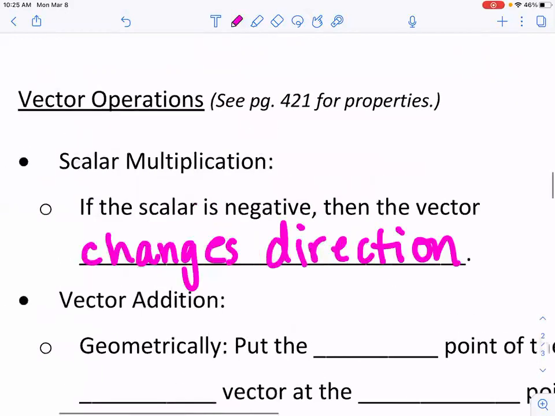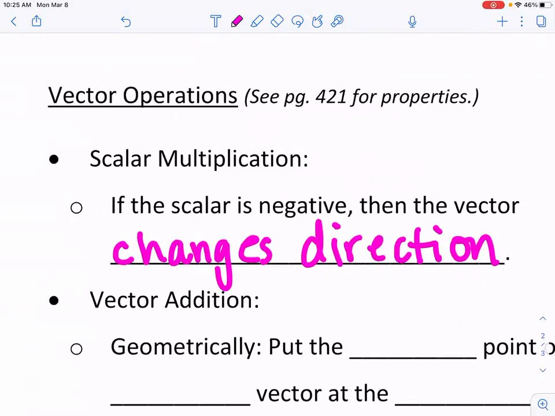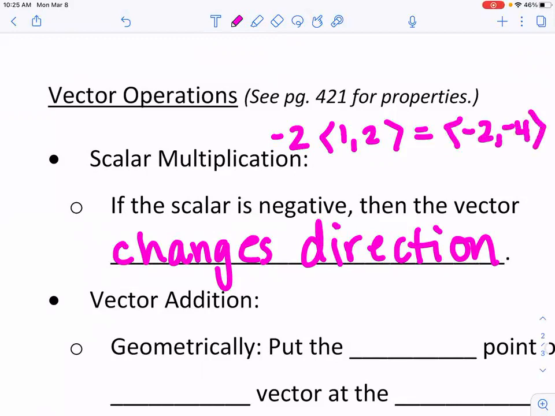Let's go to the scalar multiplication. If I have the vector 1, 2, and I multiply it by -2, then our vector becomes -2, -4. Which quadrant would vector 1, 2 lie in? The first quadrant. What about vector -2, -4? The third quadrant. It's going in the opposite direction.